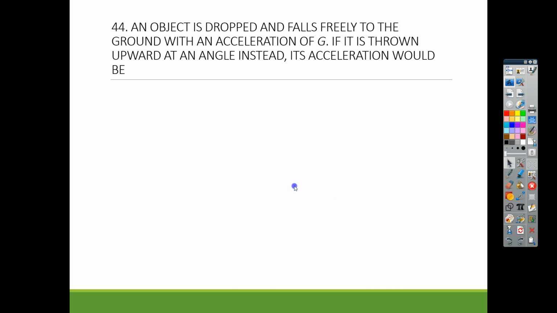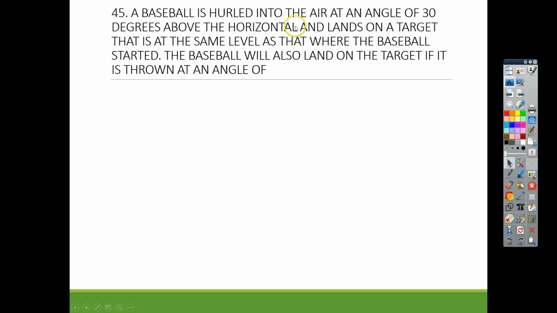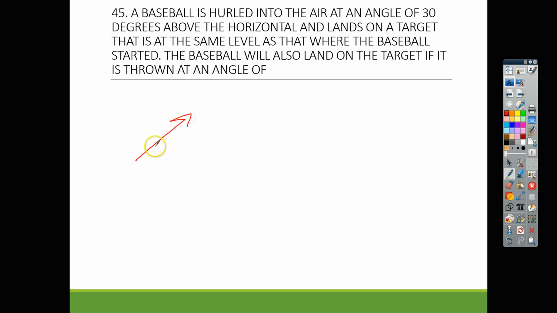Number 45. A baseball is hurled into the air at an angle of 30 degrees above the horizontal and lands on a target that is at the same level. This sounds familiar, where the baseball started. The baseball will also land at the target if it is thrown at an angle of, so we need to think of the other angle.